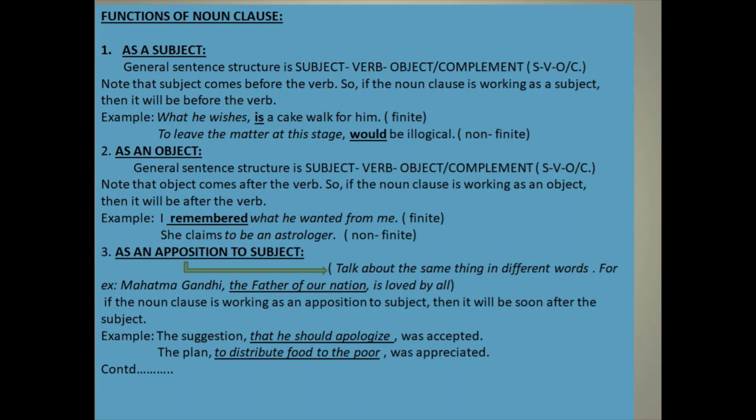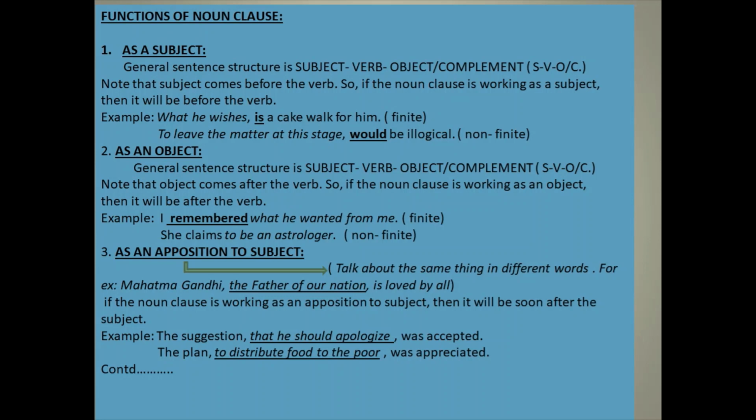So the general sentence structure is subject, verb, object or complement. No, that is a general. Now what happens here? Note that the subject comes before the verb, right? So if the noun clause is working as a subject, then it will be before the verb. Simple, right? If you just follow the sentence structure, you will understand. If the noun clause is working as a subject, it would come before the verb, okay?